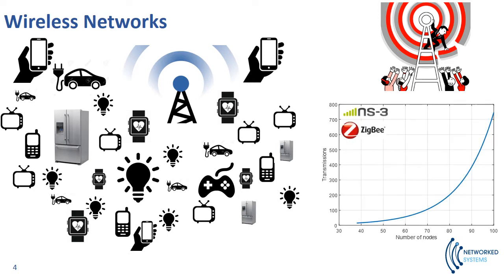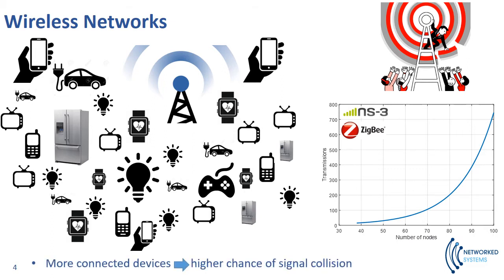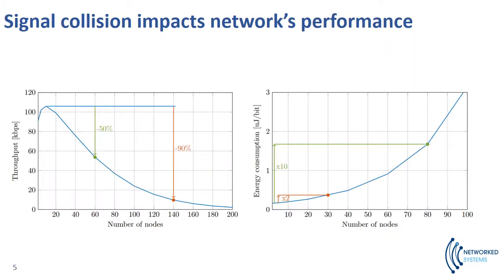Let's have a simulation by NS3 on a Zigbee network. As you see in this graph, when we increase the number of nodes, the number of transmissions also increases exponentially. In other words, within a denser network, there is a higher chance of signal collision. So let's have a look at the impact of signal collision on the throughput and energy consumption of a network.